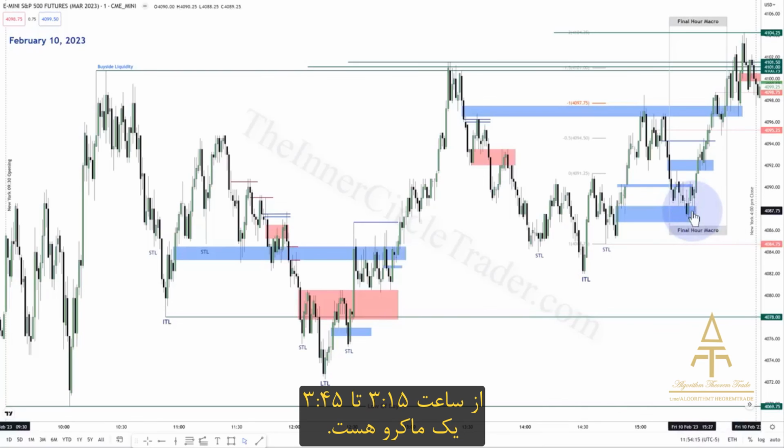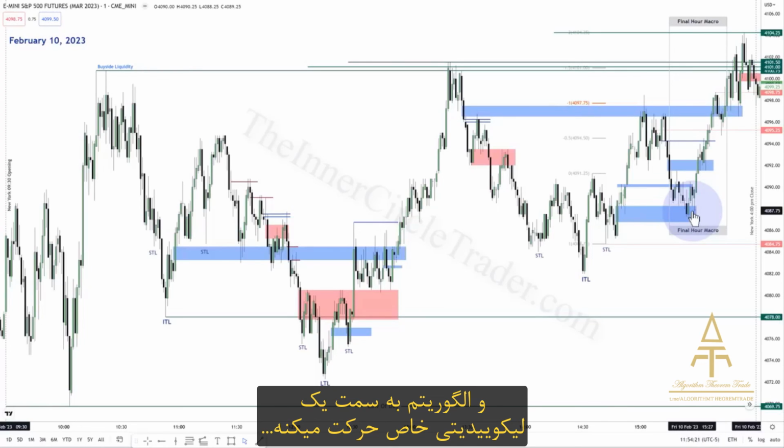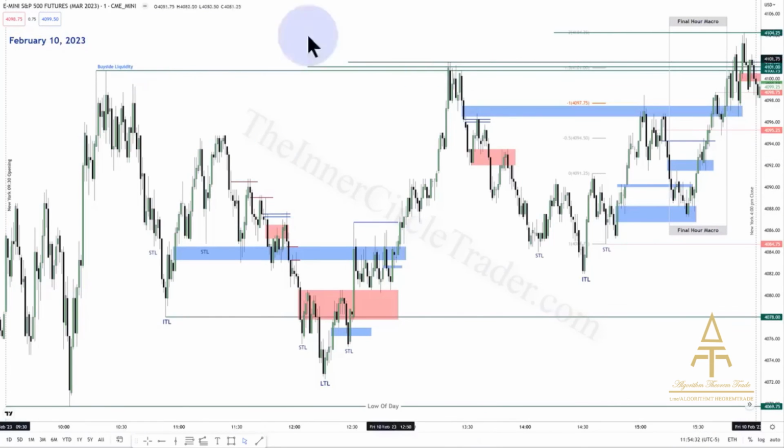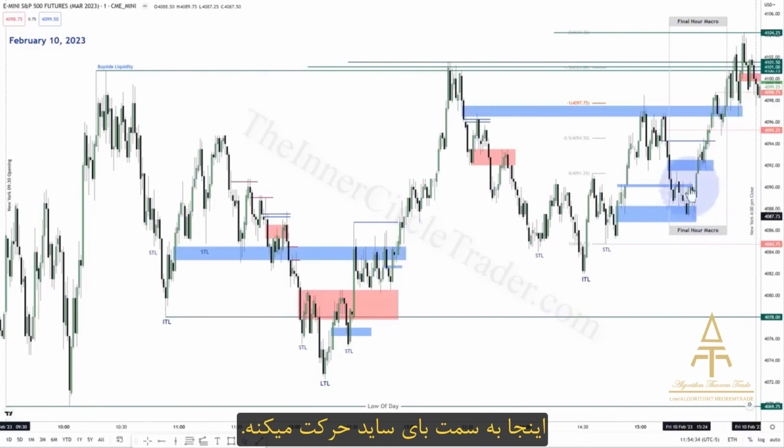15 minutes after 3 to 45 minutes after 3, that 30-minute interval is a macro. And the algorithm will do a market on close run where it spools to a point of liquidity that had not been targeted yet, but would be the obvious one, that being the buy side here. Let me see that run from here.